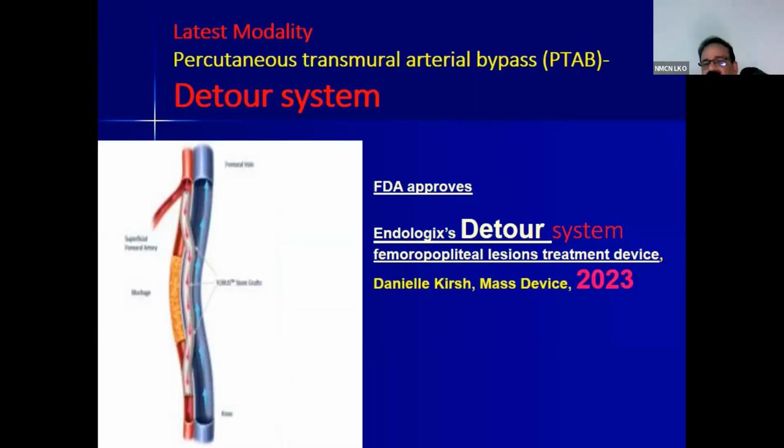And another new modality has been there, which has got FDA approval only this year, in 2023. That is the DETOUR system. It's a percutaneous transmural arterial bypass. That means it is less invasive. Through the femoral vein, one puts these biological conduits before and after the blockage of the artery, say the femoral artery. So this new DETOUR system has been approved by the FDA.